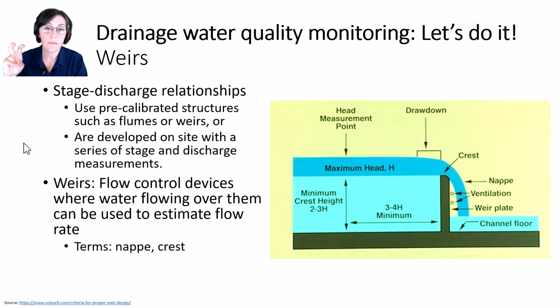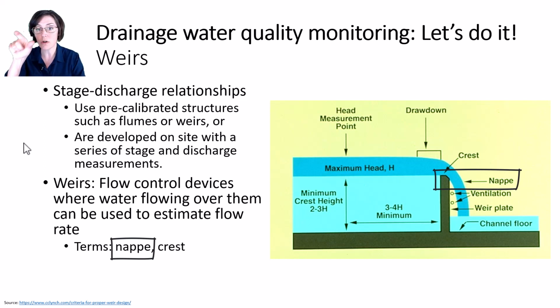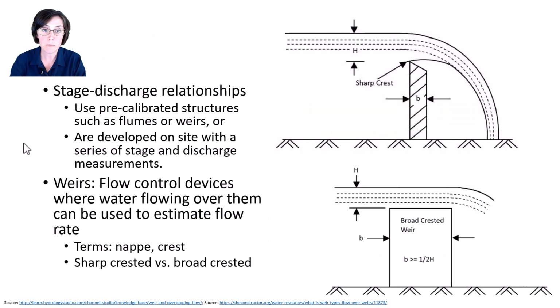Two weir terms that are used a lot are the crest, which is the point on the weir that water flows over, and the nape, which is the sheet or curtain of water that flows over the weir. There are sharp and broad-crested weirs. Sharp-crested is generally better because it gives a specific sharp point for water to cascade over, which helps prevent the nape from adhering to the crest.